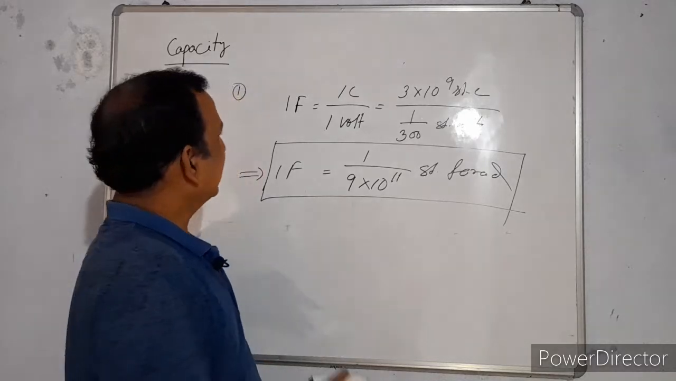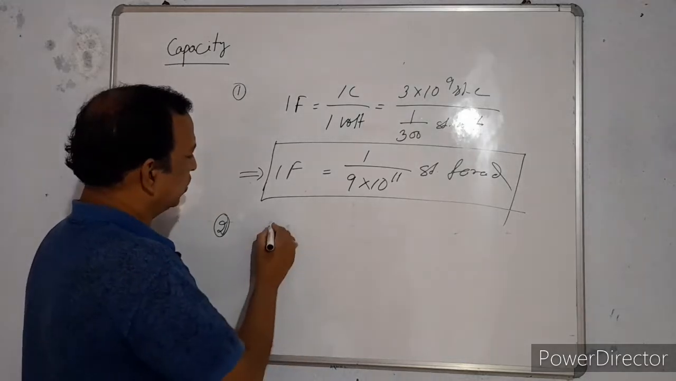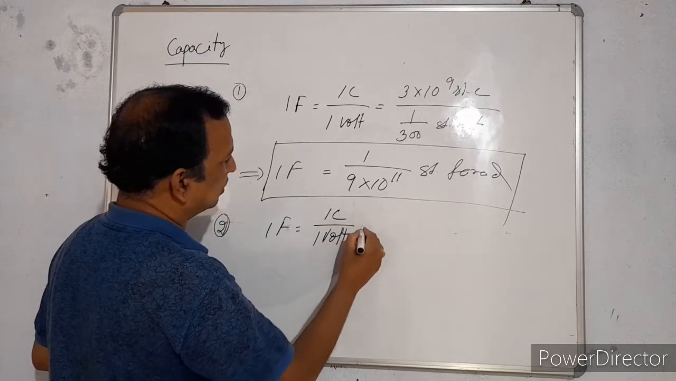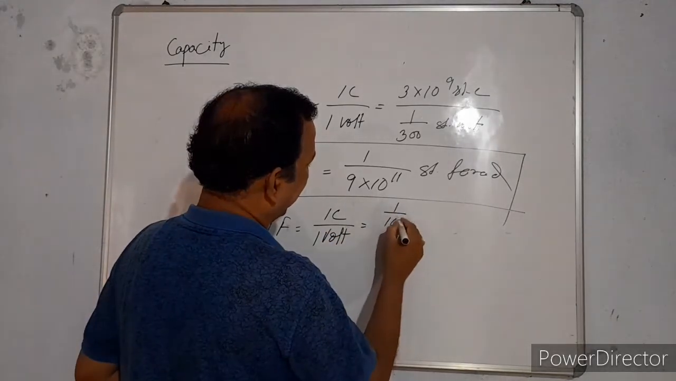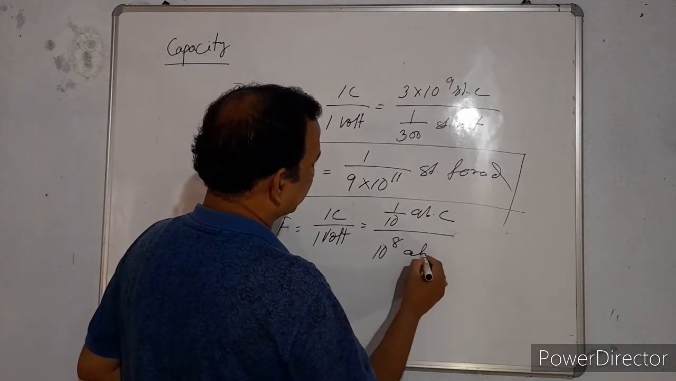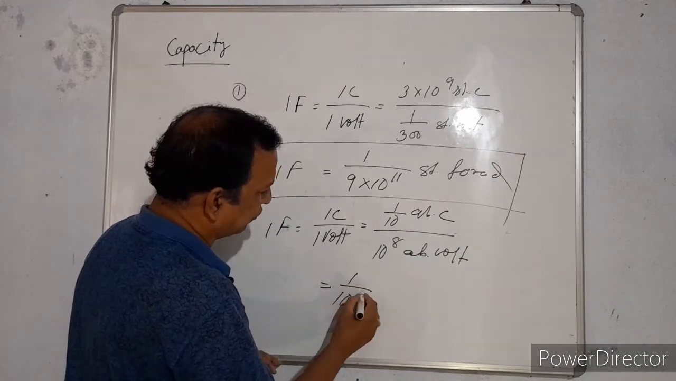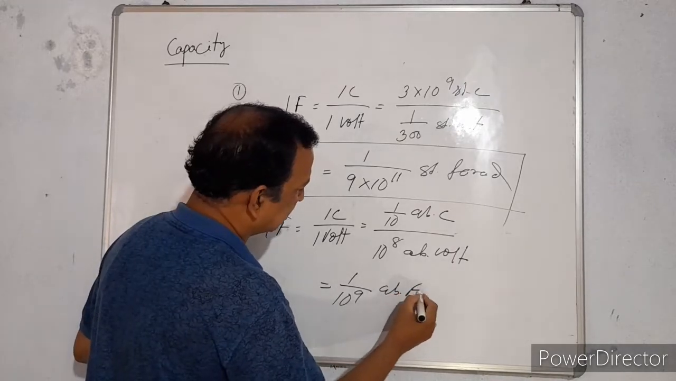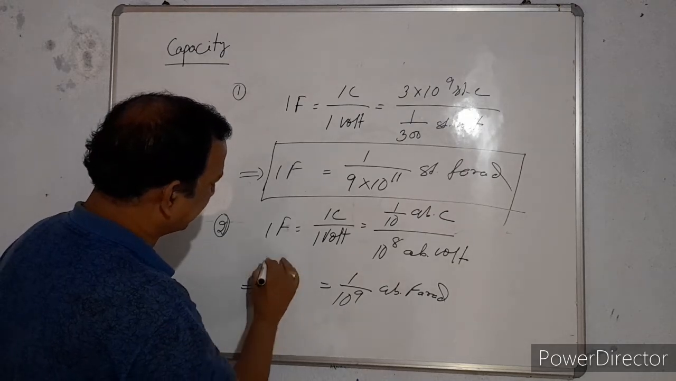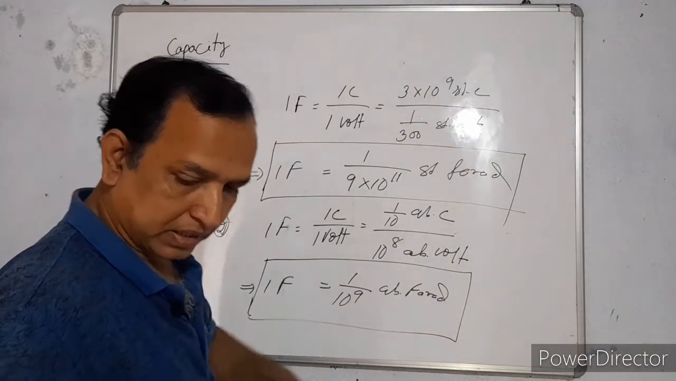Okay. Now relation between farad and absolute farad. 1 farad is equal to 1 coulomb by 1 volt. That is equal to 1 by 10 absolute coulomb by 10 to the power 8 absolute volt. So that is equal to 1 by 10 to the power 9 absolute farad. So this implies 1 farad is equal to 1 by 10 to the power 9 absolute farad.